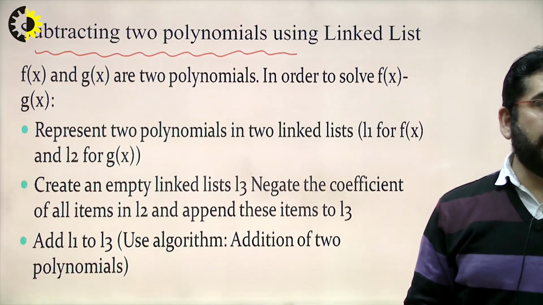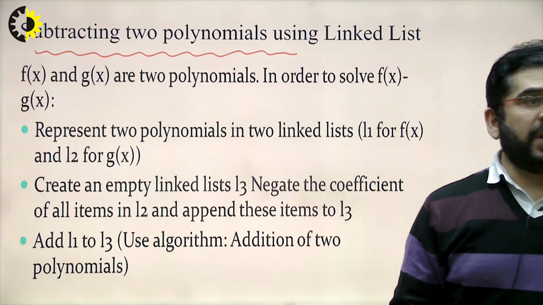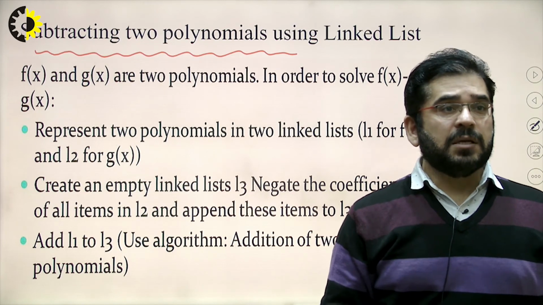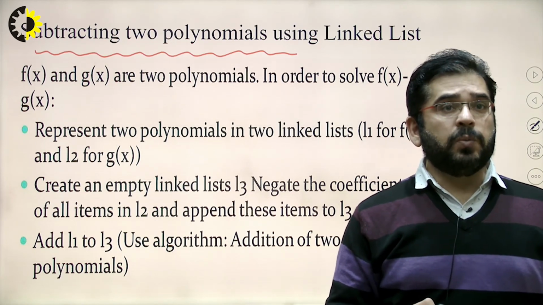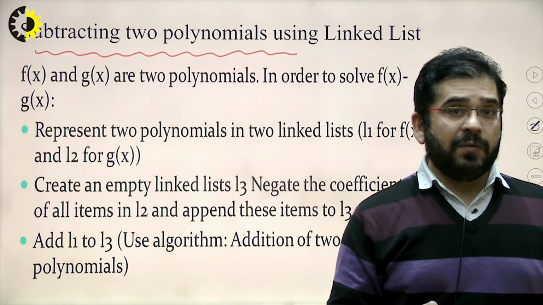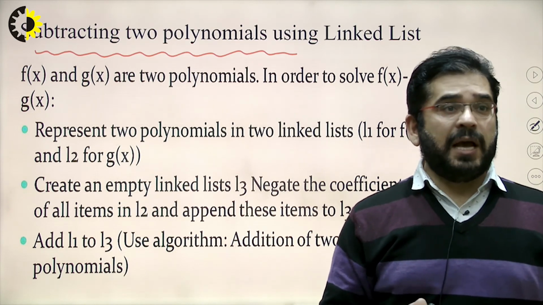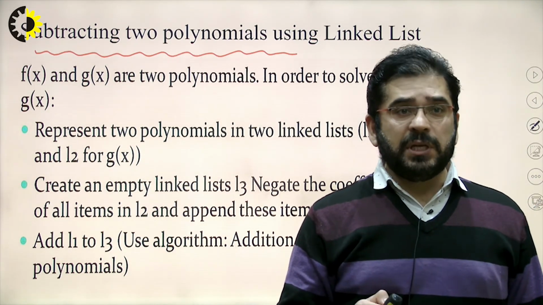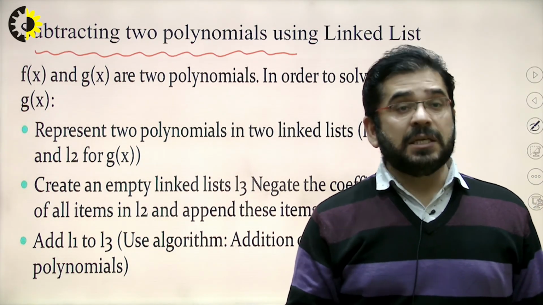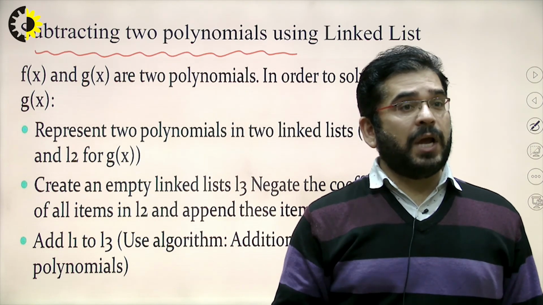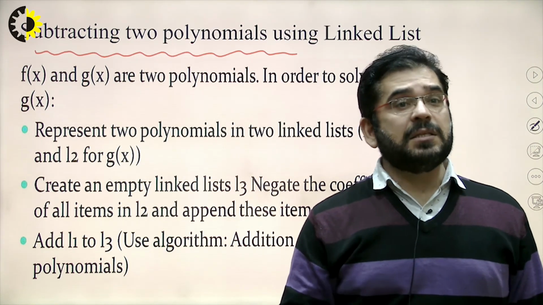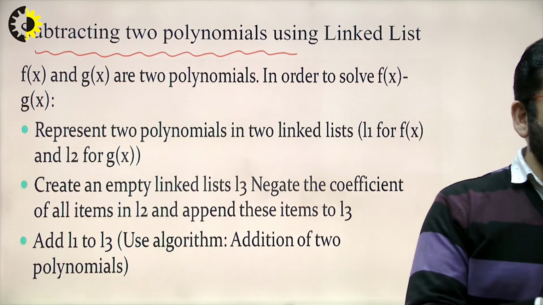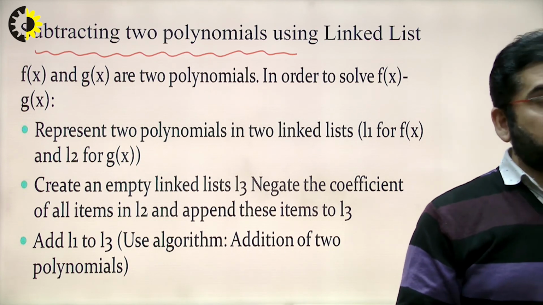Subtraction of 2 polynomials means if there are 2 polynomials like f(x) and g(x), then in order to solve f(x) minus g(x), the logic here is to represent the 2 polynomials in 2 linked lists. L1 linked list for the first polynomial f(x), L2 linked list for the second polynomial g(x). Now create an empty linked list L3, negate the coefficients of all items in L2 and append these list items into L3. So this is the logic. Then after that we add L1 to L3. For that, the addition of 2 polynomials is used.